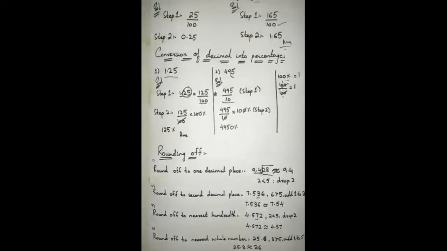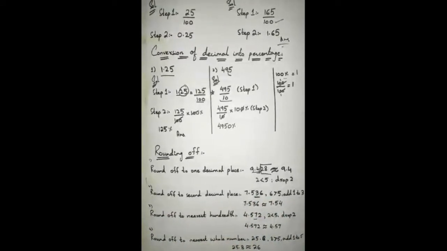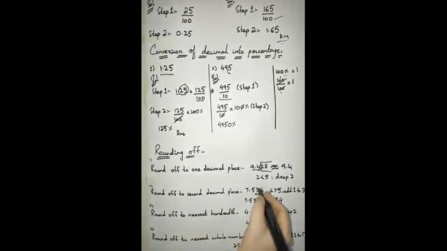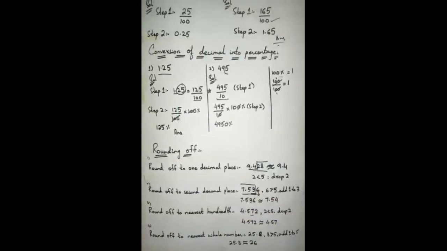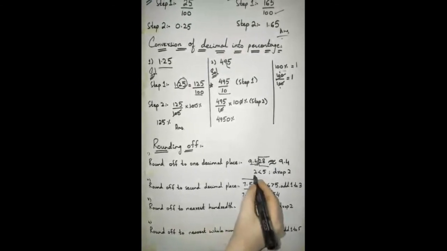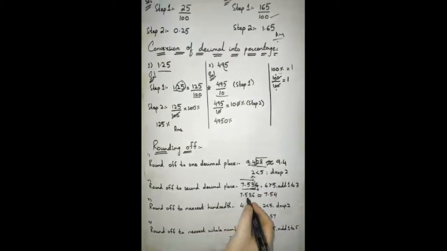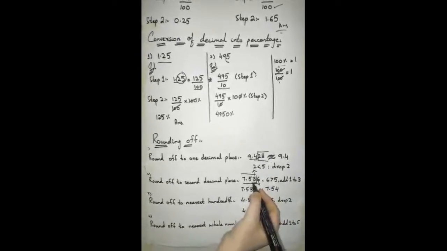Number 2 example is round off to the second decimal place. If you have a question to round off this decimal number to the second decimal place, you will observe the second decimal place first. 3 is the second decimal place. You will observe the number after the second decimal place. 6 is greater than 5. If you have the number 5 or greater than 5, you will add 1 to the second decimal place. 7.536 is approximately 7.54, because 6 is greater than 5, that's why I am adding 1 to 3.